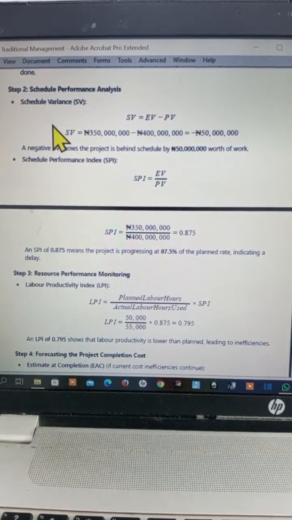So looking at the schedule variance here, schedule variance is EV over PV. Okay? Earned value minus, rather not over, is earned value minus planned value. If you substitute the values there, you find out that if you subtract 400 million from 350, you're having a negative schedule. That means the scheduling was not right as well. That's why we're having that issue. So you have a negative value of 50 million. The other one was 70 million. Are you seeing? And this one is 50 million.